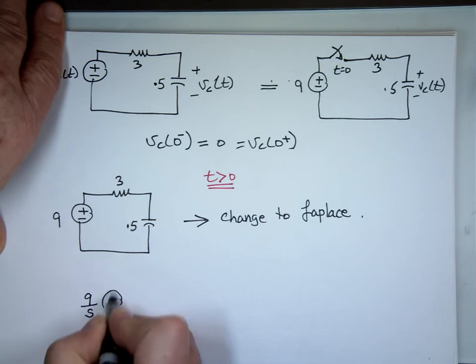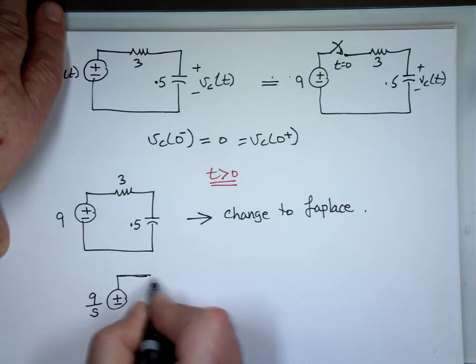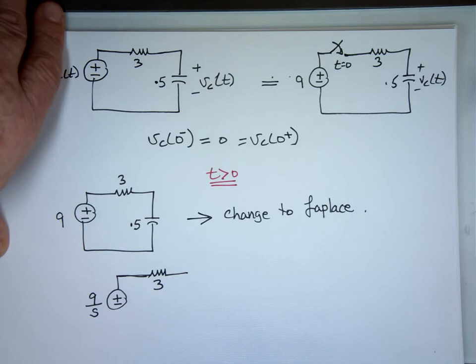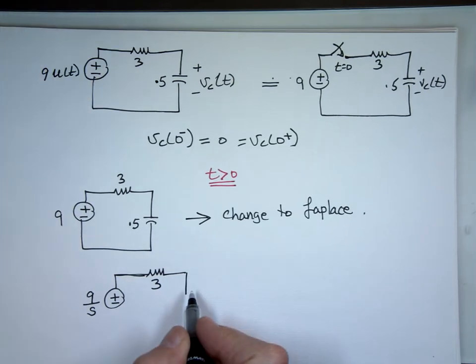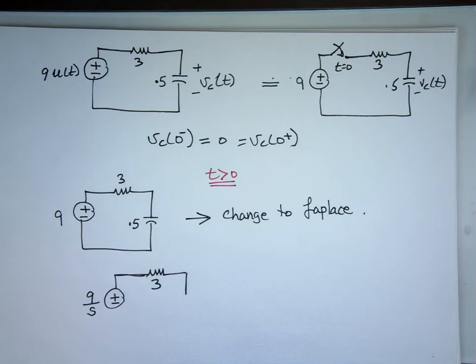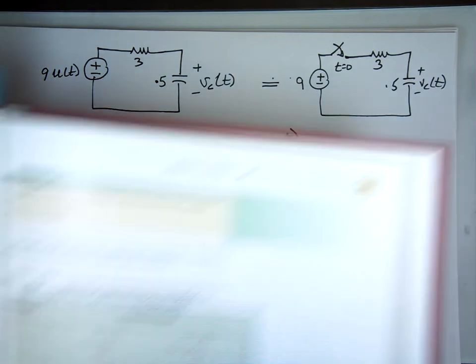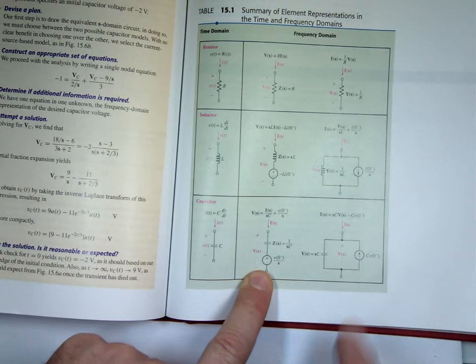The resistor stays the same. In time domain and in Laplace, the resistor does not change. Now, the capacitor, I have two options to use. Let's look at both my options. Here are my two options. I can either use this circuit or I can use that circuit.